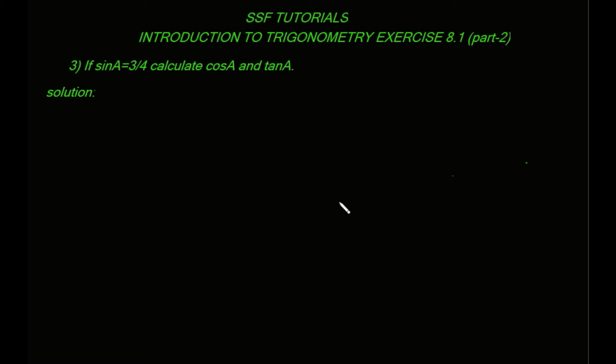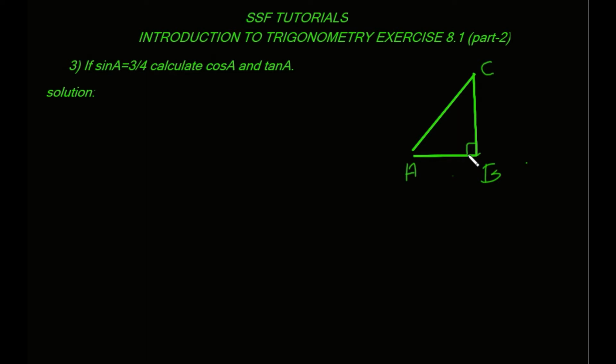So last video we stopped with question number 2, so let's start with question number 3 in this video, which says that if sin A is equal to 3 divided by 4, calculate cos A and tan A. So for this question we have to draw a diagram relevant to the question. It's going to be like this. Now let's name the diagram A, B and C, where the triangle is right angled at B.